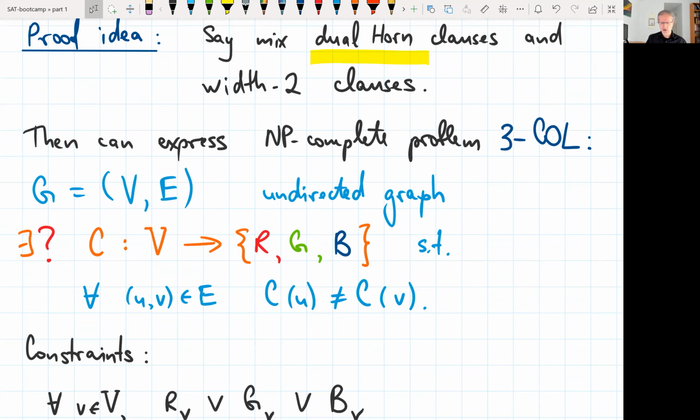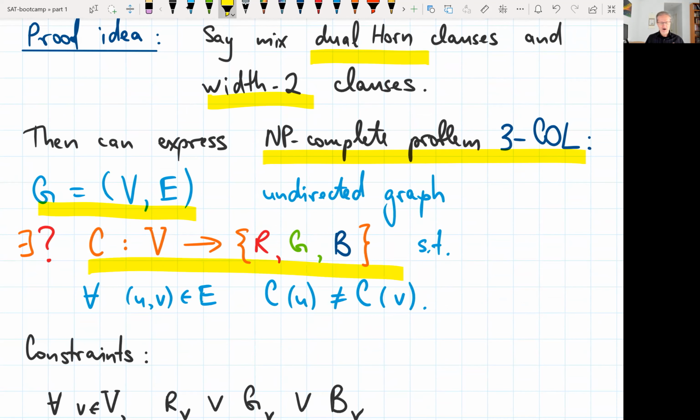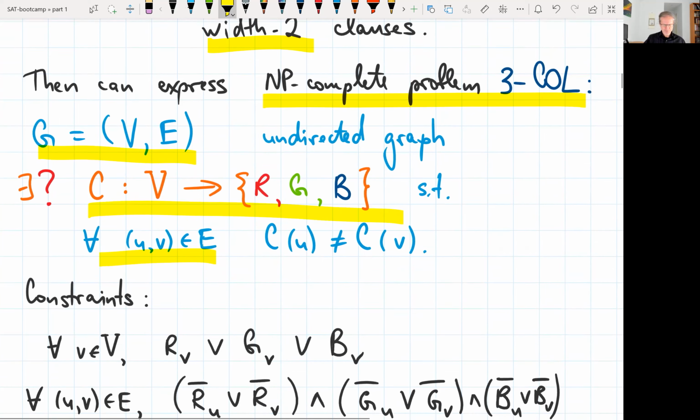So say we mix dual Horn clauses with 2-clauses. Then Schaefer says that we can express NP-complete problems, and indeed we can express a well-known NP-complete problem, 3-colorability. So what is 3-colorability? To remind you, given an undirected graph G, you want to know if there's a coloring, which is an assignment of colors, red, green, blue, to your vertices, such that every edge is colored with 2 distinct colors on its endpoints. So can you 3-color a given graph? Well-known NP-complete problem shown early on.